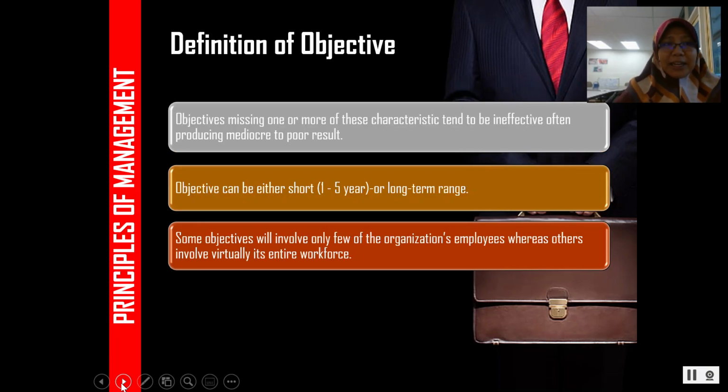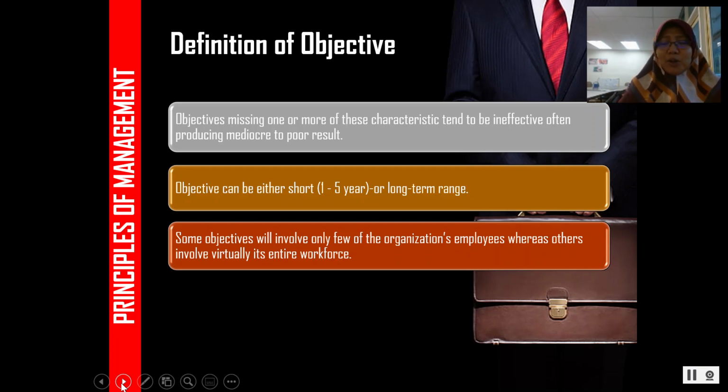Objectives missing one or more of these characteristics tend to be ineffective, often producing mediocre to poor results. So objectives can be either short term, which is actually within 1 to 5 years, or they can be long term, maybe 5 years and above, maybe 10 years.